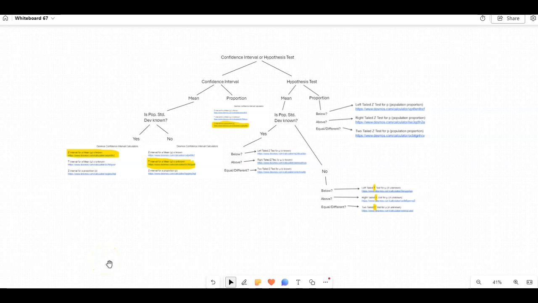Hello Stats class, we're going to go over a little review of confidence intervals and hypothesis tests. The big idea: how do I know which of these calculators to use given the scenario that I'm given?